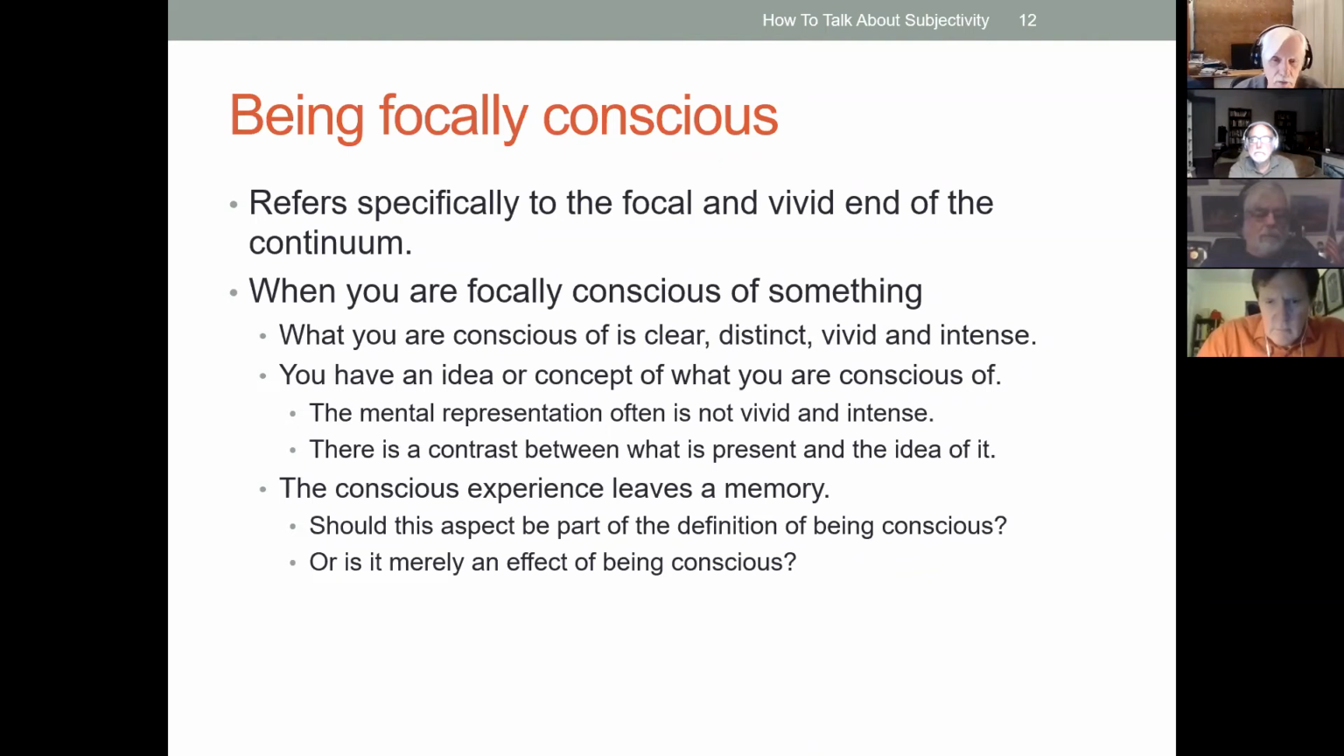I also think that most of the time, a conscious experience leaves a memory. And if you're focally conscious, then you'll remember what you were conscious of. Now, this could be taken as part of the definition of being conscious, or it's merely an effect of being conscious. I haven't quite decided where I fall on that question, but that's something to think about.